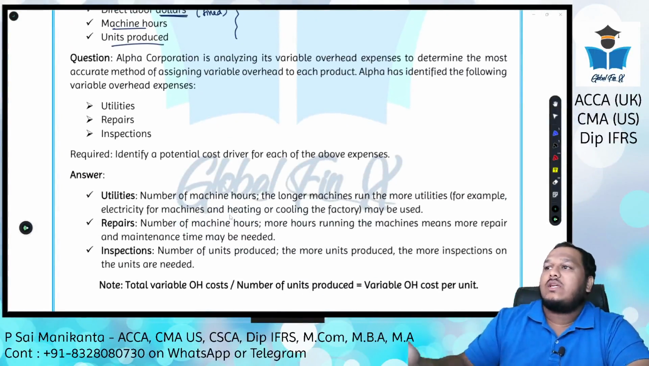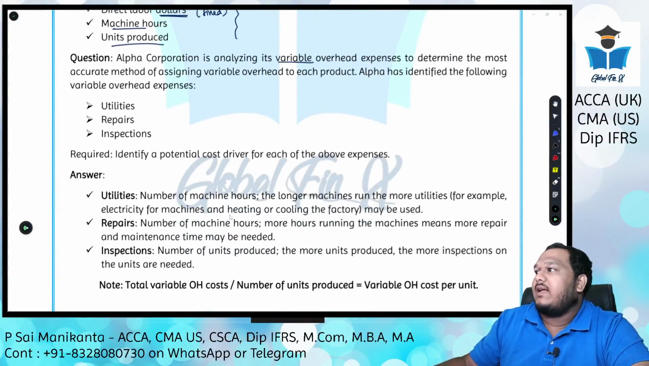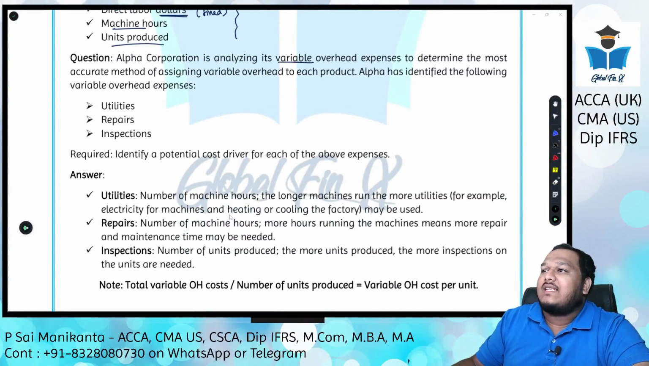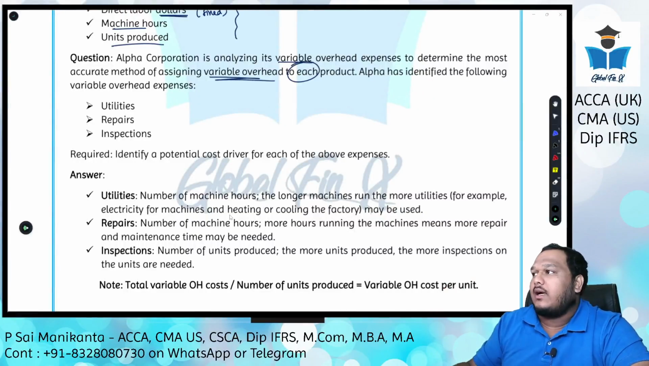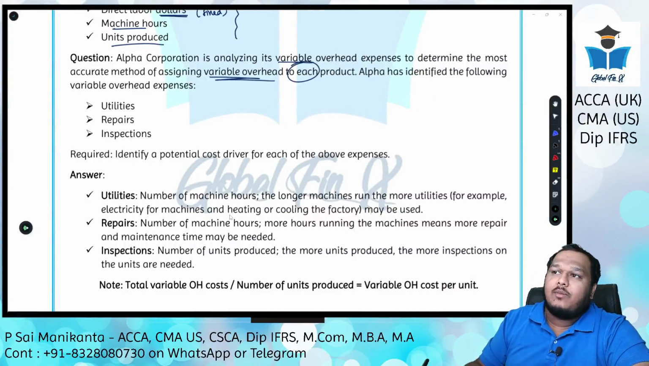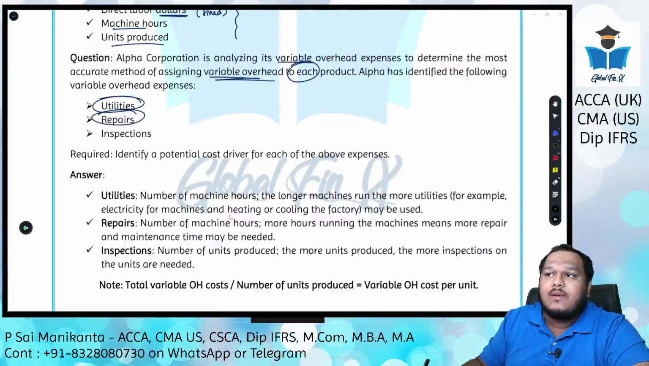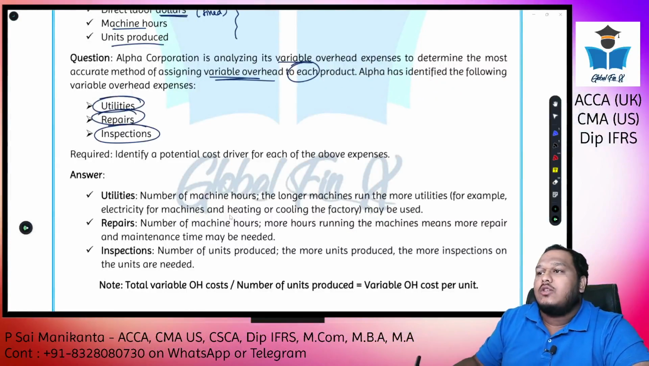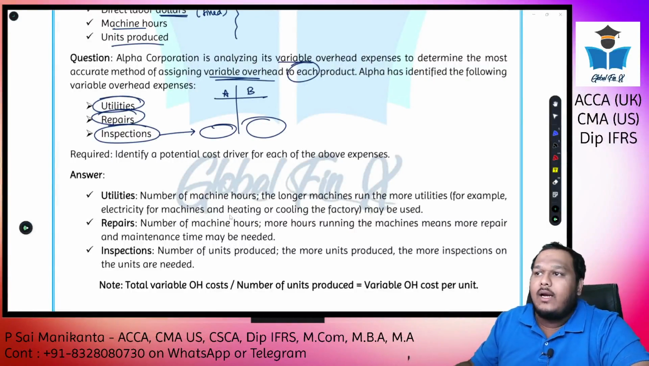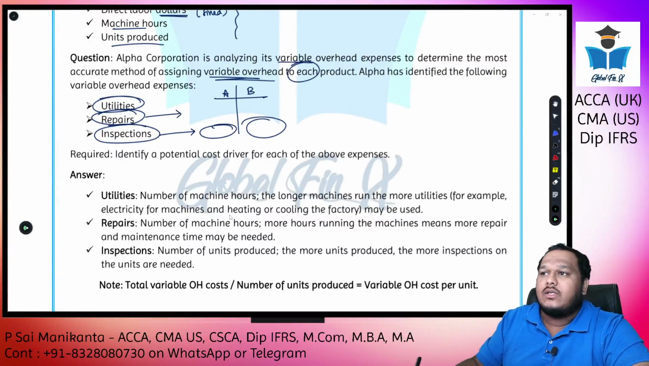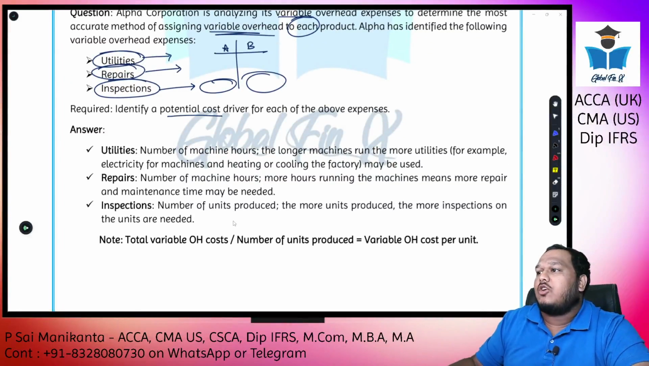You can see this question. Alpha Corporation is analyzing its variable overhead expenses to determine the most accurate method of assigning variable overheads to each of the products. How do they allocate the variable overheads to each product? Alpha has identified the following variable overhead expenses: utilities, repairs, and inspection. If they have two products, product A and product B, how do they allocate the inspection charges to product A and product B? Based on number of units produced, right? Repairs based on machine hours, utilities based on machine hours. Identify a potential cost driver for each of the above expenses.